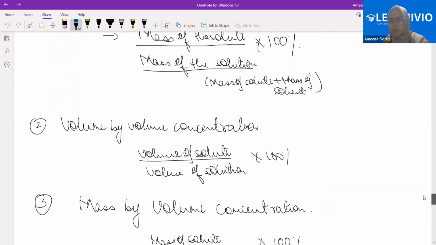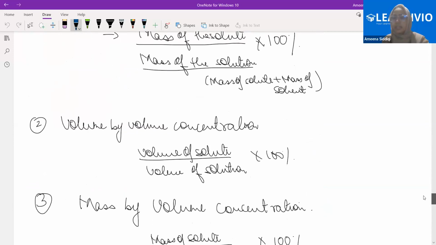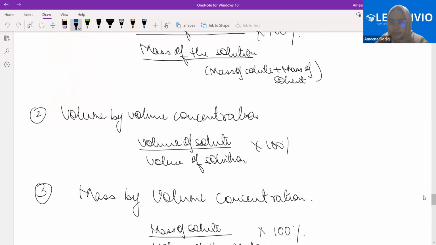The solubility of the solution is clearly a function of temperature. It will vary with changes in the temperature. Then we talked about two comparative terms, concentration and dilution.